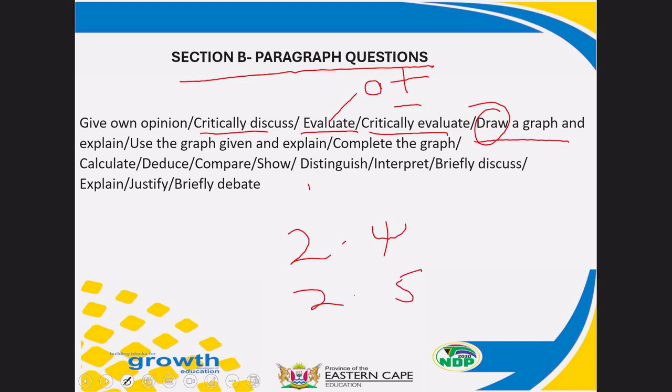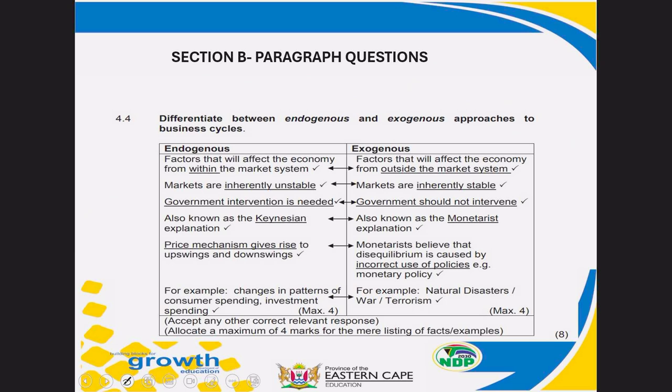So these are some of them. Distinguish. I'm going to focus on distinguish just now. Briefly describe, explain, briefly discuss. Those are some of the action verbs that we get here. Now, on paragraph questions, there is something that I want to emphasize.